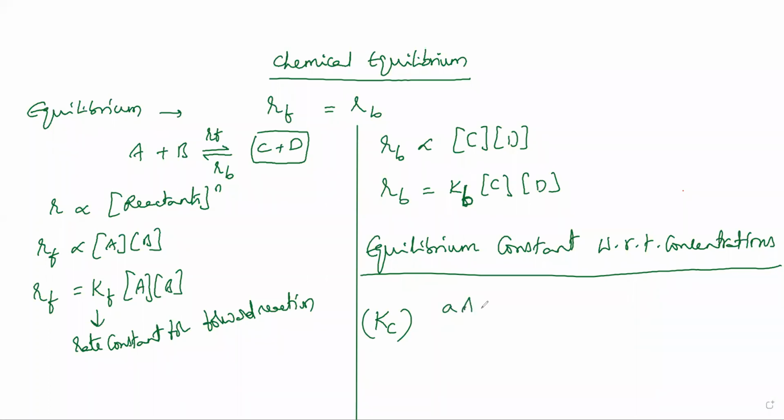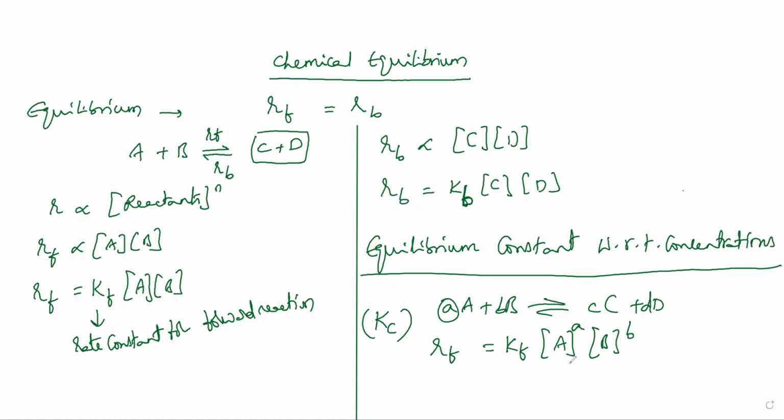Let us consider a reaction aA plus bB gives rise to cC plus dD. Now small letters a, b, c, d are coefficients. Capital letters are reactants and products. Now for this, what is rate of forward reaction? Kf into concentration of A, the coefficient will become the power, then B power b. Similarly, rate of backward reaction is equal to rate constant Kb into the reactants here, C power c and D power d.